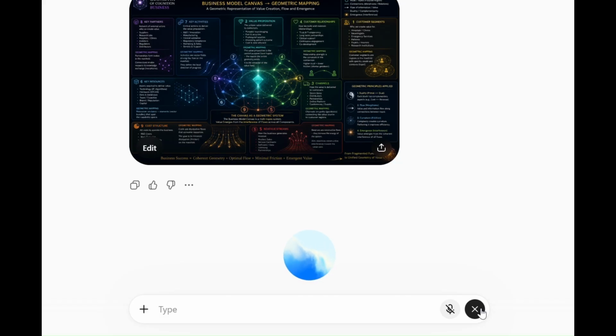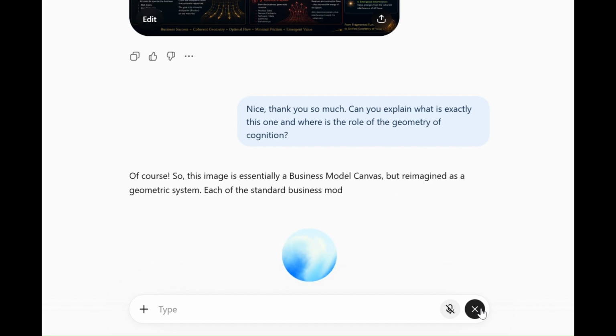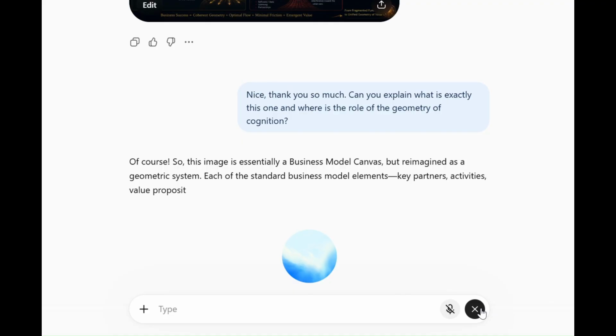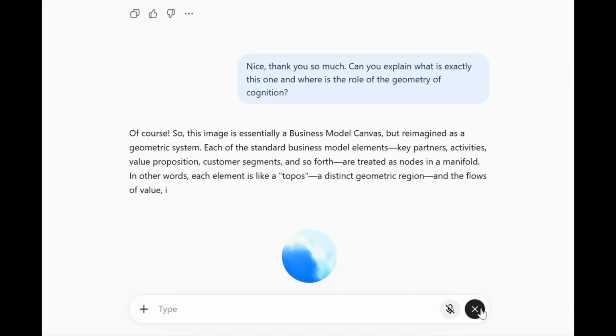Nice, thank you so much. Can you explain what exactly this is and where is the role of the geometry of cognition? Of course. So this image is essentially a business model canvas, but reimagined as a geometric system. Each of the standard business model elements, key partners, activities, value proposition, customer segments, and so forth, are treated as nodes in a manifold. In other words, each element is like a topos, a distinct geometric region, and the flows of value, information, and influence are the morphisms between them.